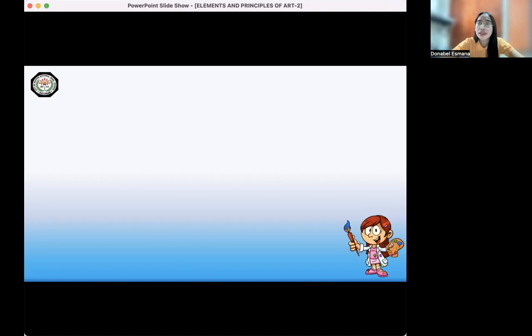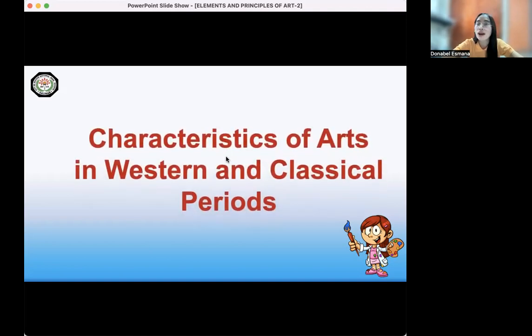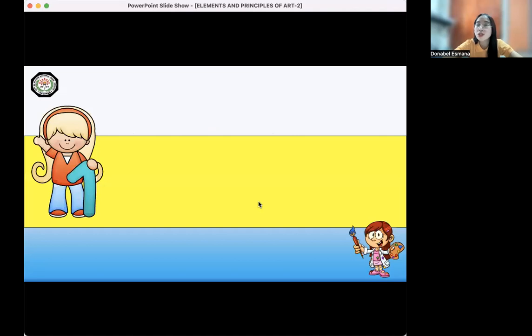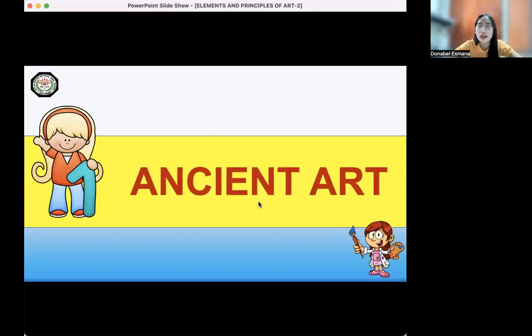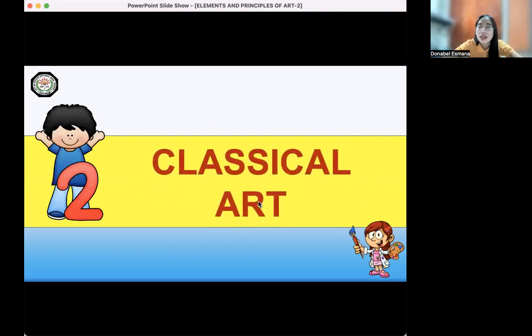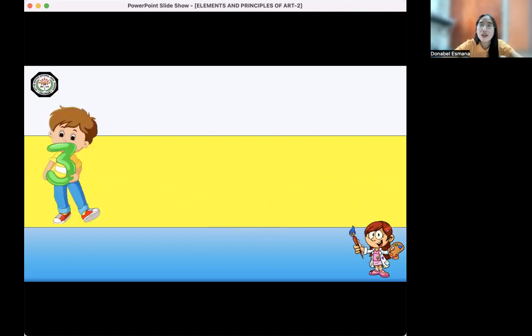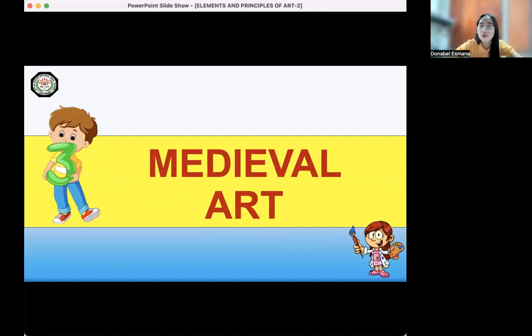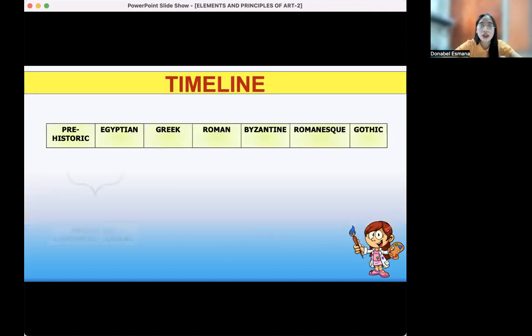Now, for today's lesson, we will be talking about the characteristics of arts in Western and classical period. So in this topic, we will be talking about the arts during the ancient period. What else? Classical period and medieval period or the medieval art. So under the ancient period, this is the timeline. We have two important eras, the prehistoric era and the Egyptian era.